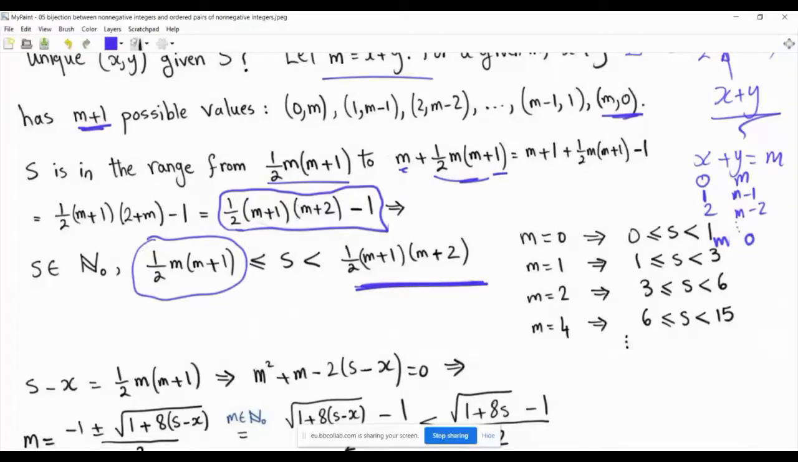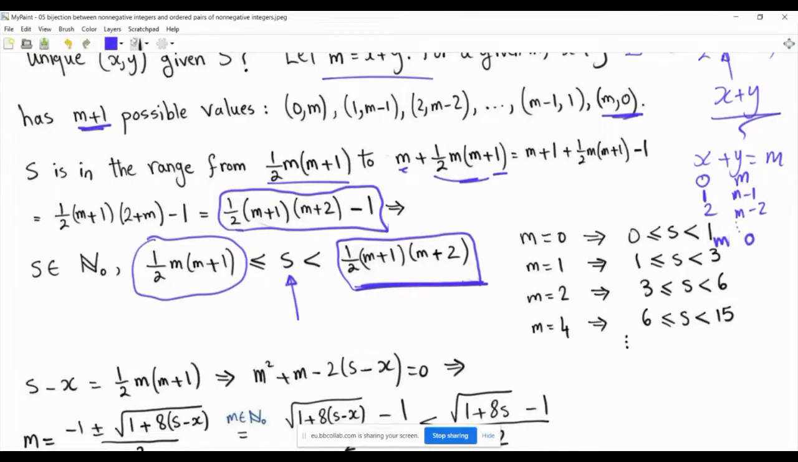So I will just add a 1 to this quantity, and rather than using a less than or equal to inequality, I will have a strictly less than. Okay, so s is a non-negative integer. It is greater than or equal to half m plus 1. We have equality here if x is equal to 0, and basically s is all the way up to the integer below this guy. And this is what we get when x is equal to m.